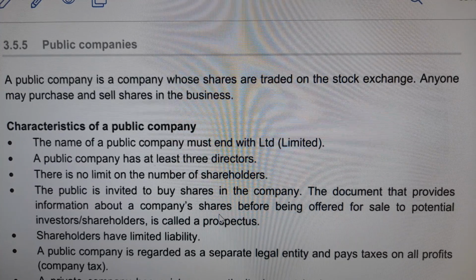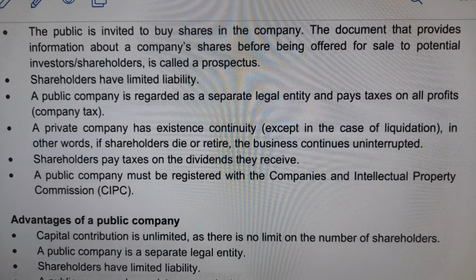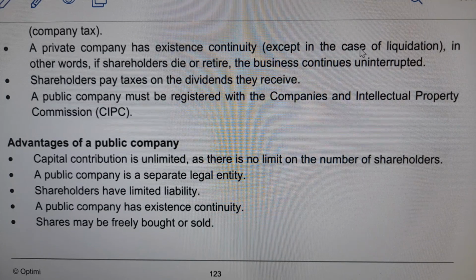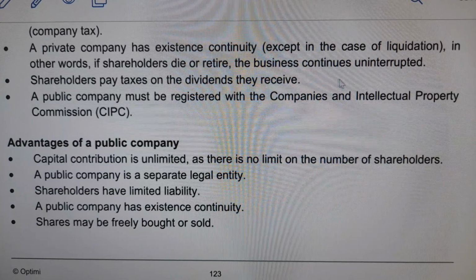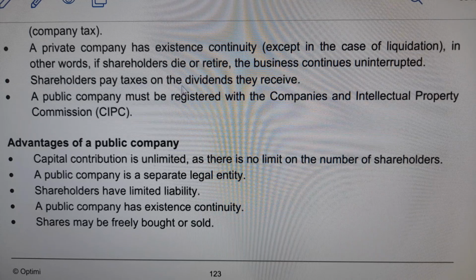This is one of the definitions at the top. Shareholders have limited liability. A public company is regarded as a separate legal entity and pays taxes on all profits, which is company tax. A private company has existence continuity, except in the case of liquidation. In other words, if shareholders die or retire, the business continues uninterrupted. Shareholders pay taxes on dividends they receive.